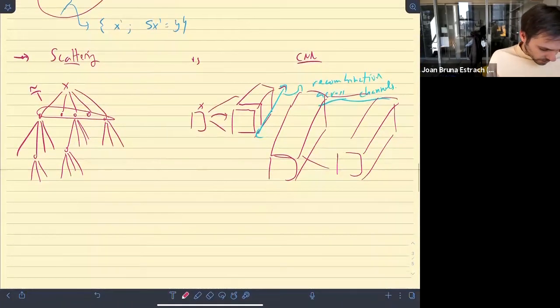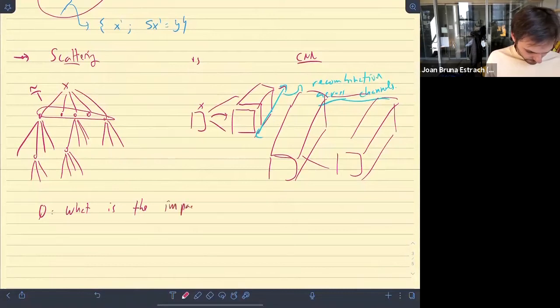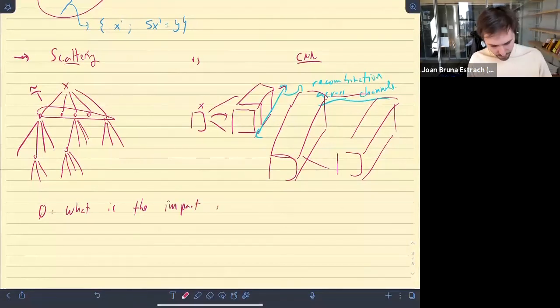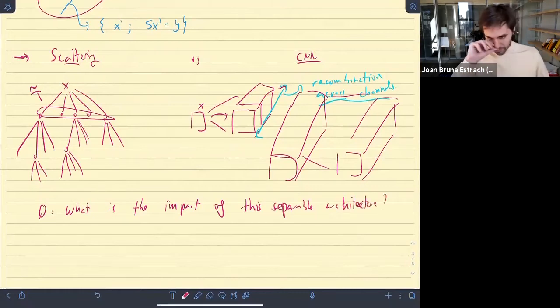Okay, and so the natural question is: what is the impact of this separable architecture? Having this separable architecture seems, in many respects, conceptually simpler. So is there a downside? Is there a price to pay for this very particular simplified architecture?